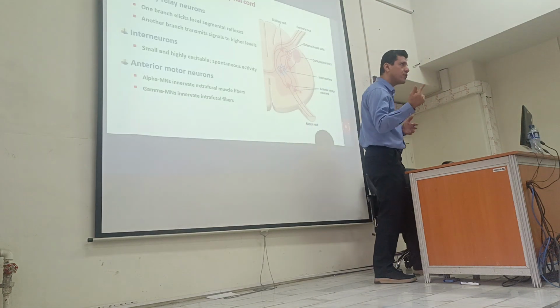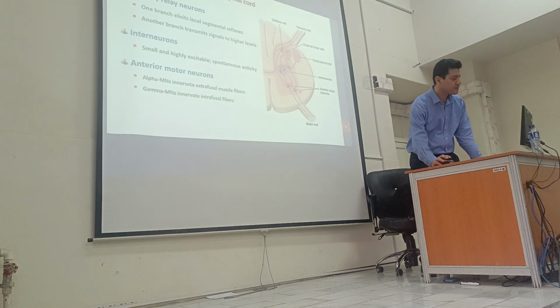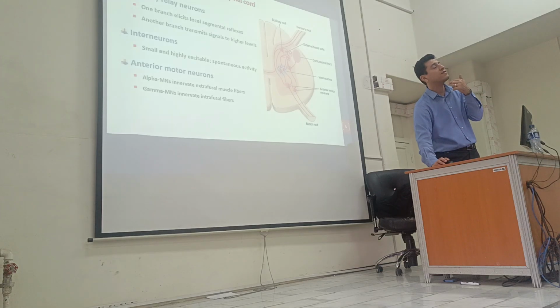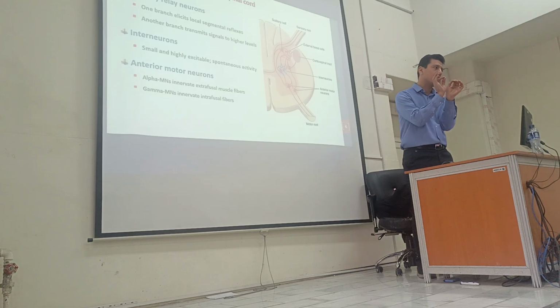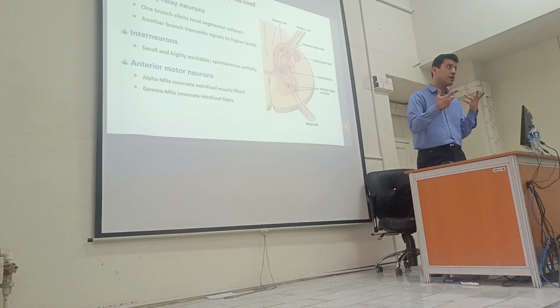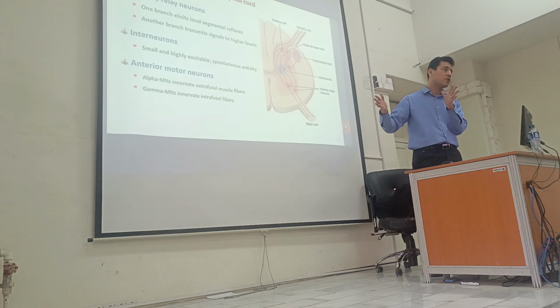We have two types of neurons here, alpha and gamma. Alpha is larger, gamma is smaller. Remember that we had A alpha fibers, A beta fibers, A gamma fibers, and A delta fibers, right? So alpha neurons here use A alpha fibers, but gamma neurons here use A gamma fibers, right? So gamma is smaller, alpha is larger. Both of them are motor neurons. They innervate the muscle and cause contraction.